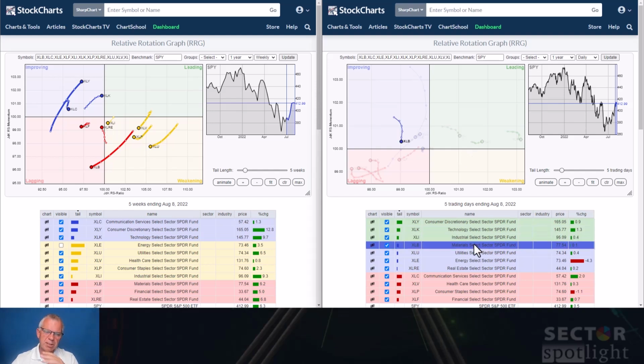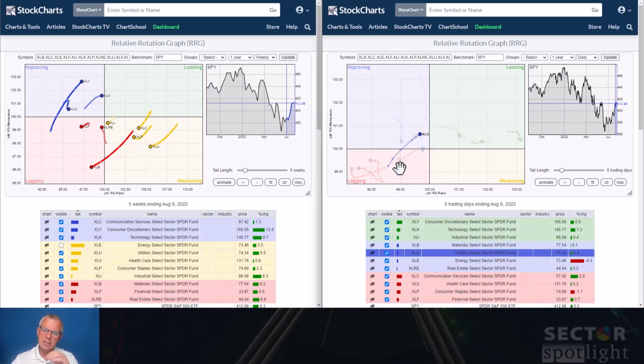And then we have materials. Materials is rolling over inside the improving quadrant and already heading back towards lagging. And that doesn't bode well for the weekly tail, because that's a long tail. That's one of the longest tails on the weekly RRG, pushing materials deep into the lagging quadrant, and that's going to be supported by the weak rotation on the daily RRG. So materials is on the watch list from a negative point of view.